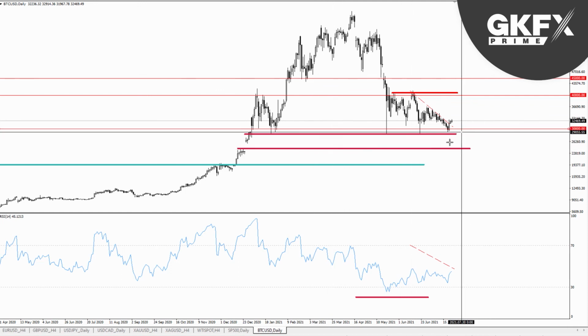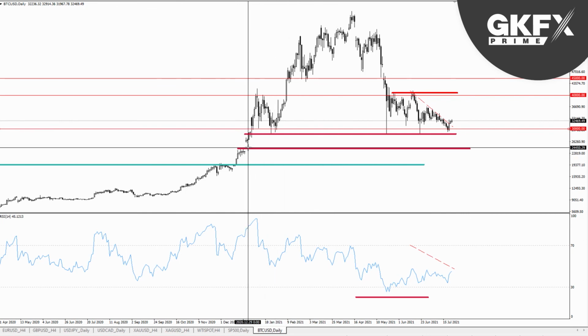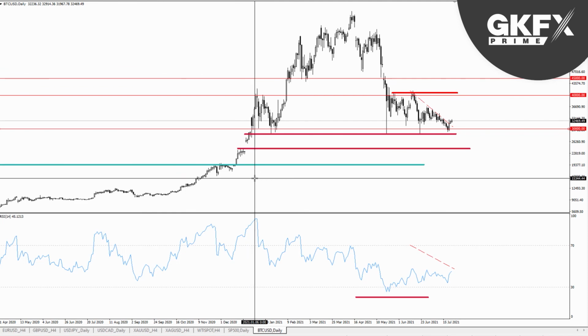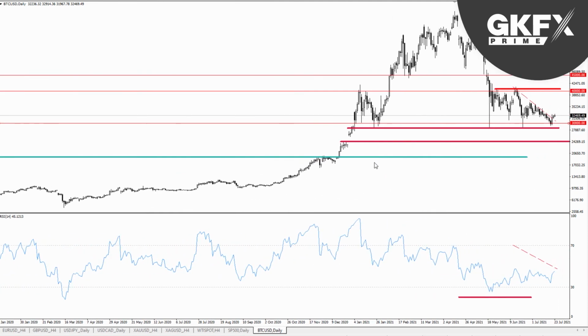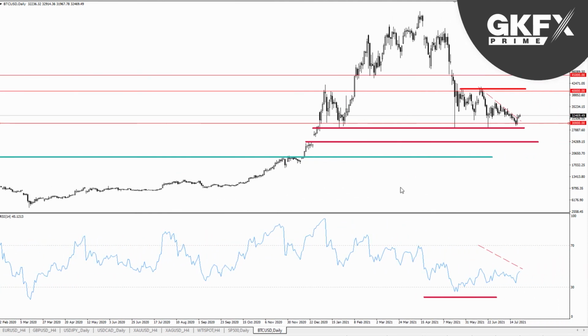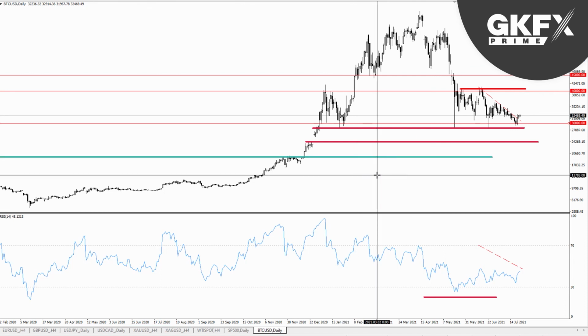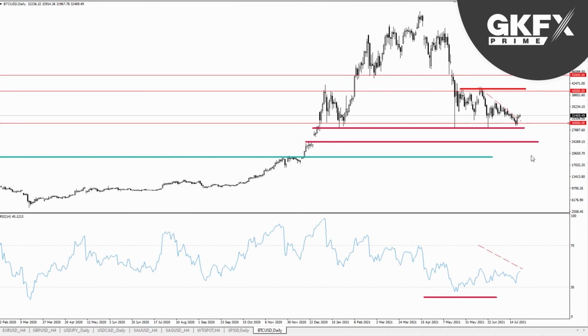If we break down through there, it could fill this gap, and potentially there's support at 24,000. Otherwise, as we've mentioned in the past, it's the old record high around 19,000, just shy of 20,000, that first peak from 2018. That would be ultimate support, I think, if we did get a breakdown here, and it looks possible.